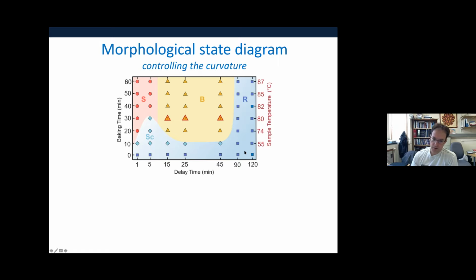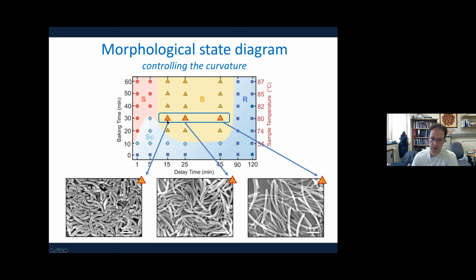If I go to the other extreme of the horizontal axis, for very short delay time, so low cross-linking densities, these rods first collapse into spherical cylinders before they end up being spheres. And if you wait a little bit longer, then it takes a bit longer before they actually go into the spheres regime, so you get a bit more spherical cylinders. For intermediate delay times, it's interesting because that's where the banana regime sits. And depending on how long we cross-link them, i.e. for different delay times at the same baking time, that is how you control the curvature.